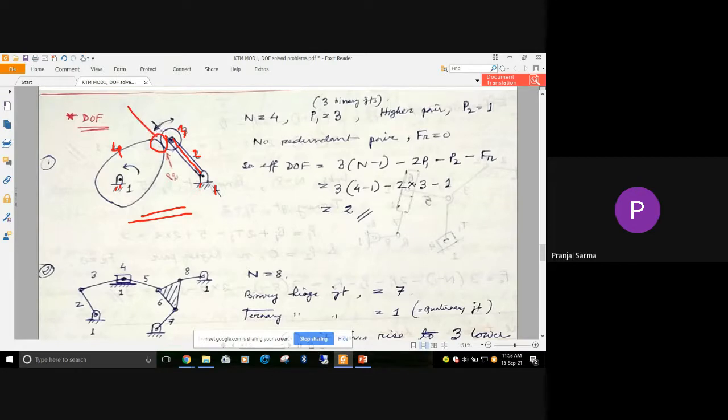Is it forming a higher pair or a lower pair? Who can tell what kind of joint this is, surface contact, point or line? Here, between this cam and this particular roller, we have line contact. Correct, line contact. So that means it's a higher pair that we have got.